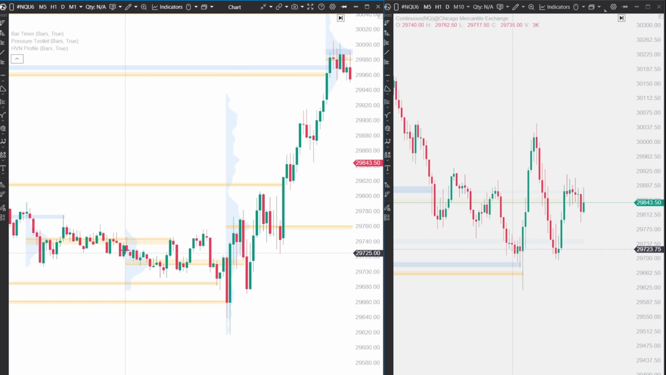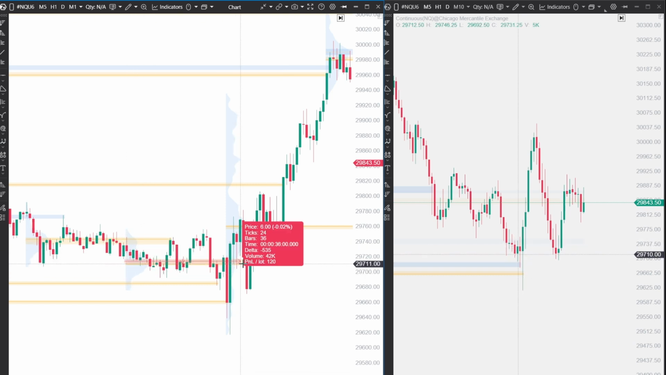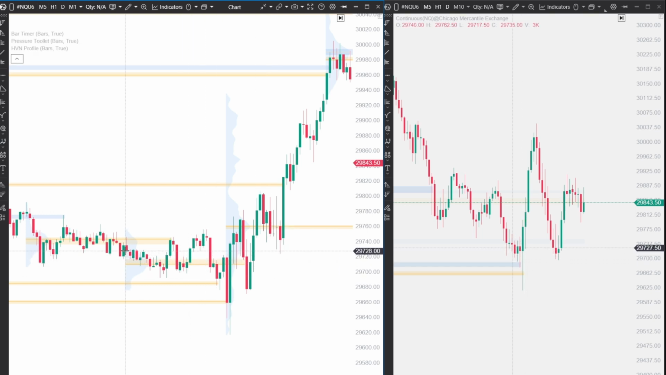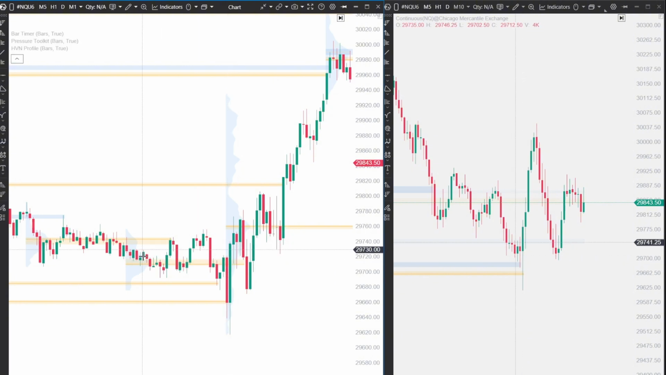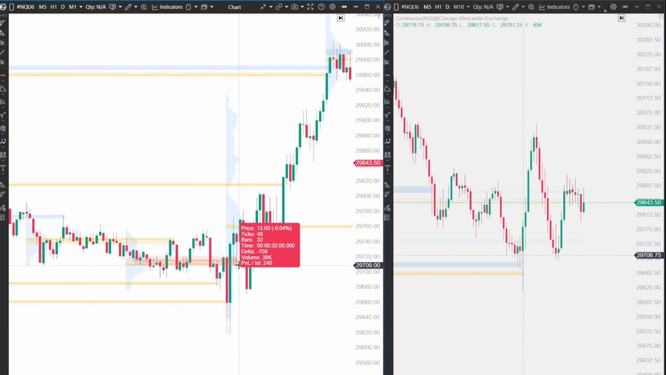Now I do want to point out that this level here is not a valid level at this point in time because it's a 30-minute HVN profile. It takes 30 minutes for it to generate completely, and after that 30 minutes is up, it will become visible. So at this point, this level would not even be visible. I just want to put that out there in case you were wondering about this level.